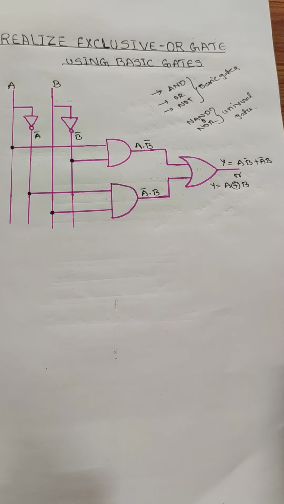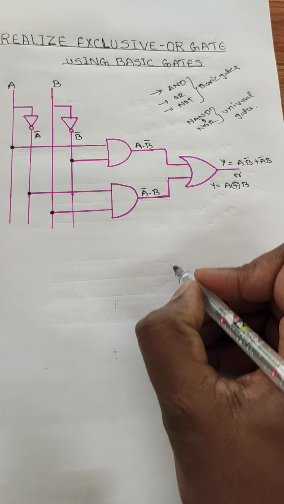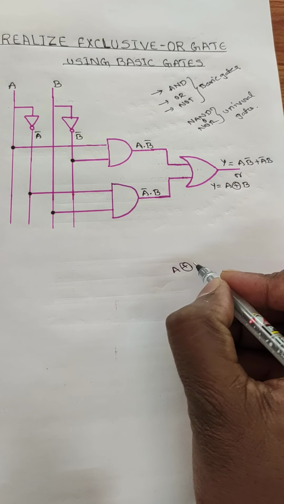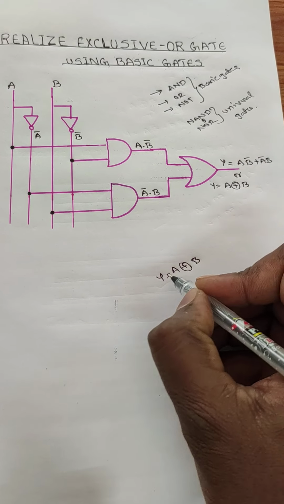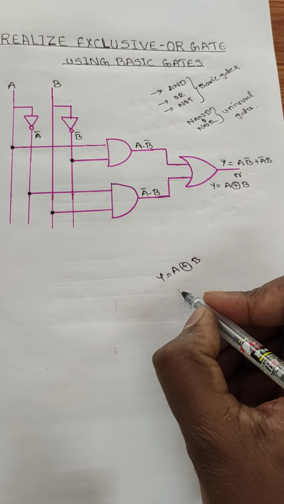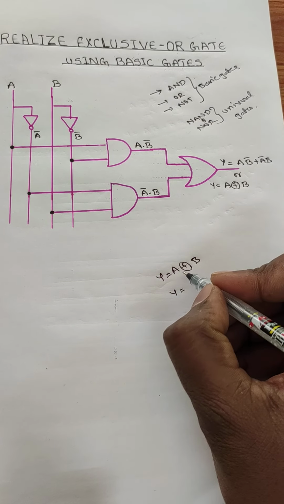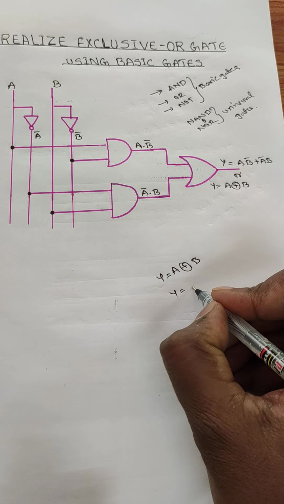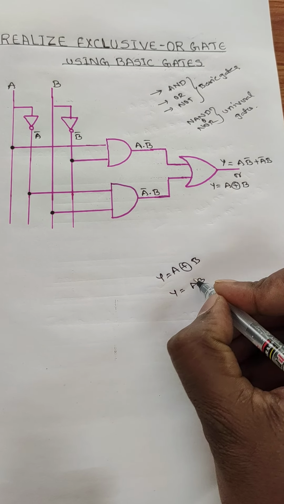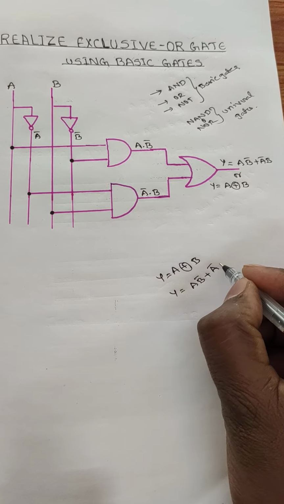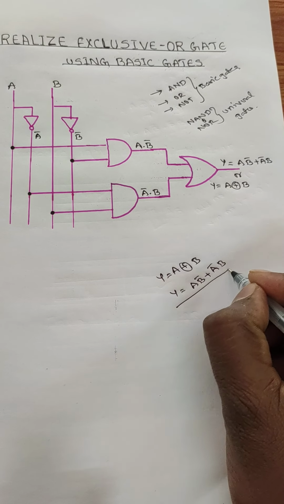So before constructing or realizing the exclusive OR gate, we have to know the expression of the exclusive OR gate. As we know, A XOR B is the expression. So this is the expression. We have to expand this expression. The actual expression is A B bar plus A bar B. So this is the actual expression.